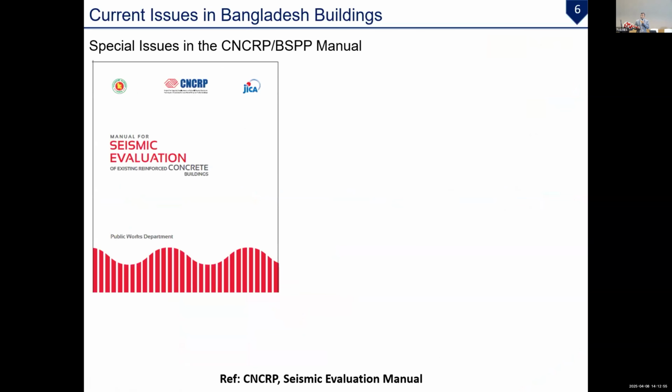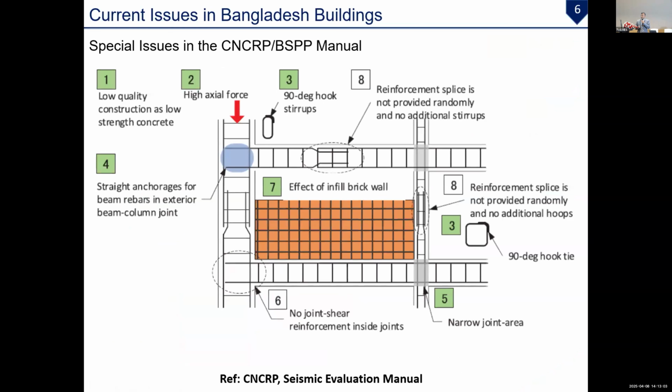And now, the detailed evaluation method. I already talked about the CNCP manual we developed in the 2011 to 2015 project. In that manual, we have some limitations. These are the common features in Bangladeshi buildings: low construction quality, anchorage issues, the effect of infill wall, high axial force, narrow column size, and narrow beam-column joints. Those are the common features in Bangladeshi buildings. That's why we did some research and study with the help of JICA and the Japanese University.